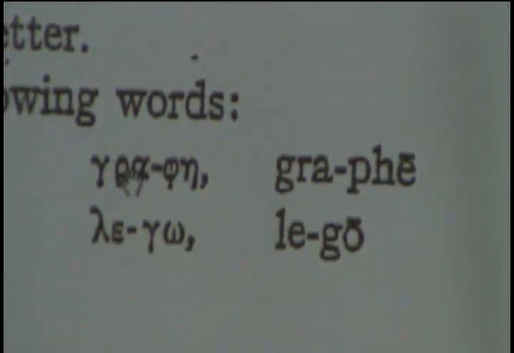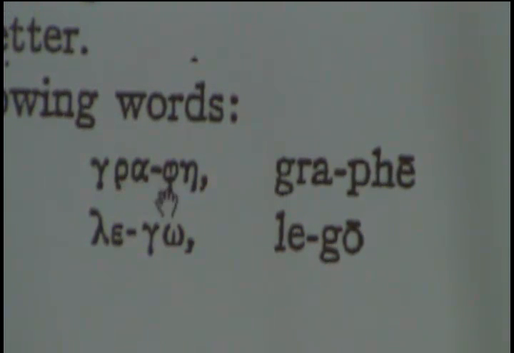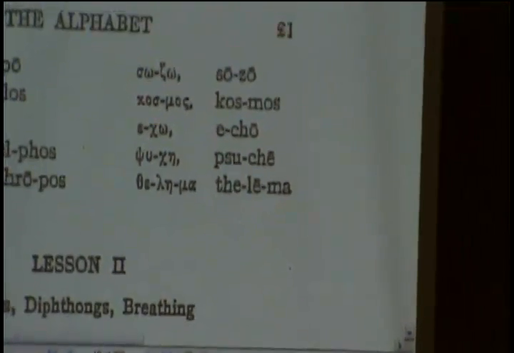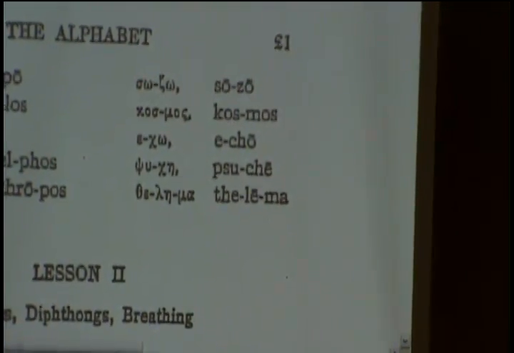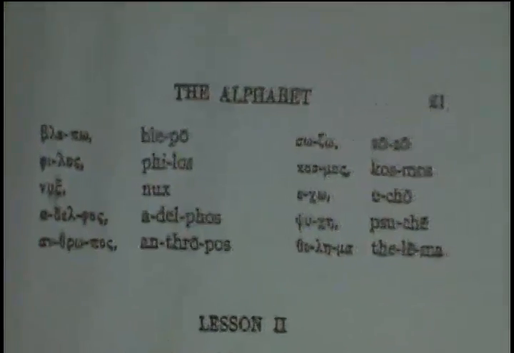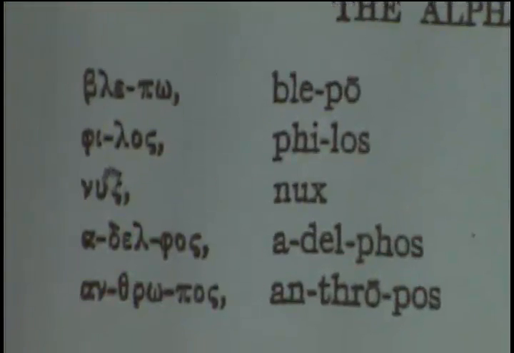Remember a little trill on the R. Graphe. And notice that eta is always long, like an eta. This is lego. Okay, you see, we read this. All right, now over here, this is blepo. Blepo, I see. This is philos. Philos is a short I. Philos, short O. That's a friend. And this is nuks.